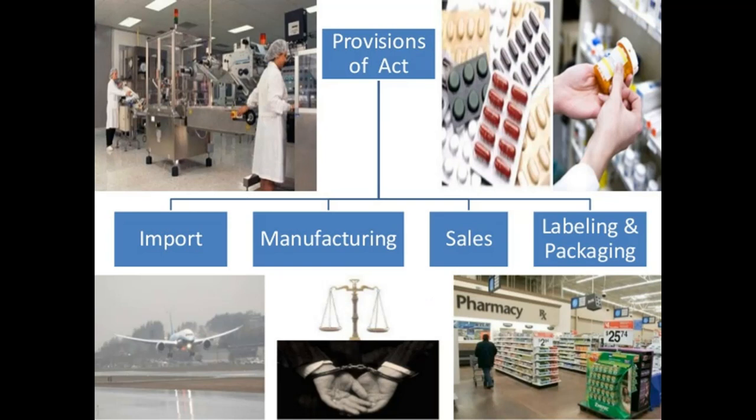Now the main part of this act we will discuss. So what is this act? I have told earlier that this act is controlling mainly three things. One is import of drugs, the other is manufacturing of drugs, and the third one is sale of drugs. Then labeling and packaging also come in. So these are the main things controlled by this act.